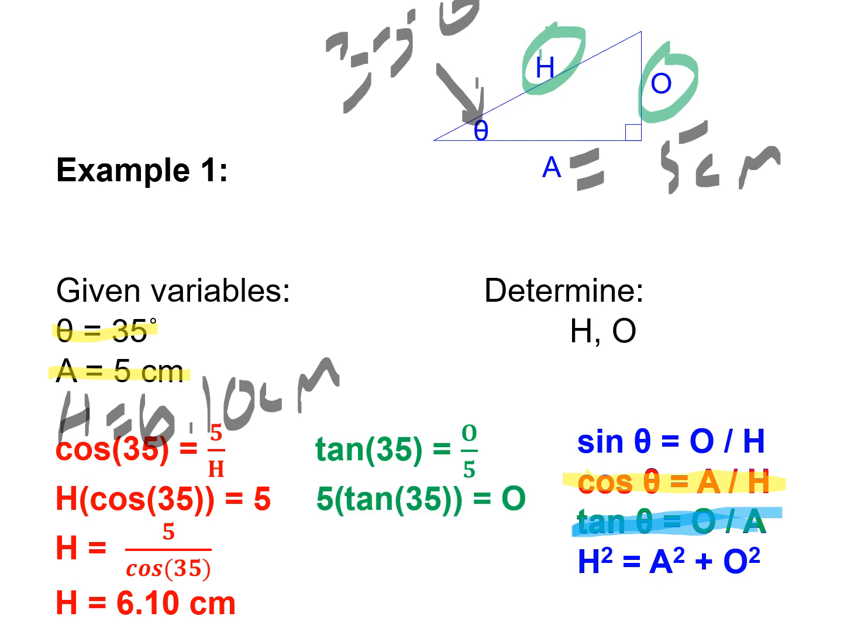Okay, so if we divide by 5 or multiply by 5 on each side, we have 5 tangent of 35 equals O. So O is equal to 3.50. You could have also used the Pythagorean theorem. In fact, that's what I would have done if I needed to solve for O. I could have just inserted H and A into the Pythagorean theorem and solved for O that way.